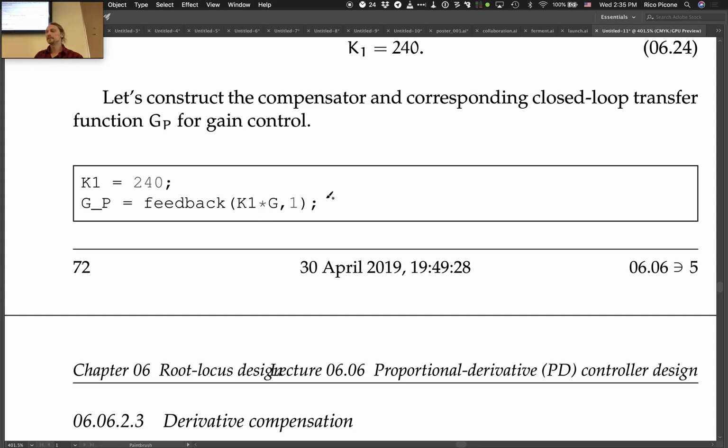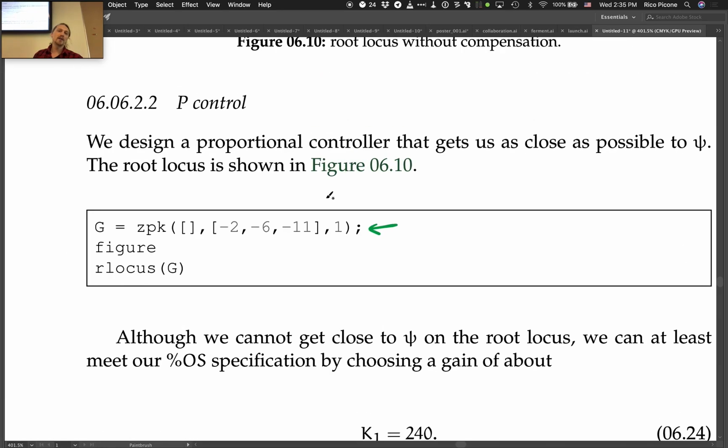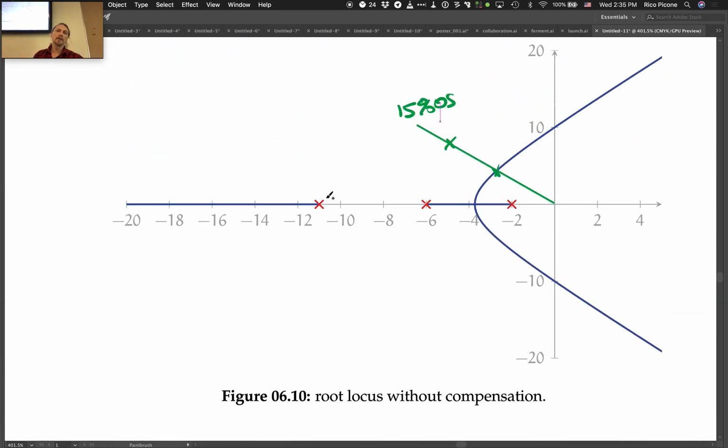For the 240, did you just find that graphically? I just used the data cursor in MATLAB. Once you click on the trace, you can move the data cursor around, and it tells you what the gain is required for that, and it tells you what the percent overshoot is. Oh, so you just went to 15% and then it lined up. You didn't have to trace. I didn't have to trace at all.